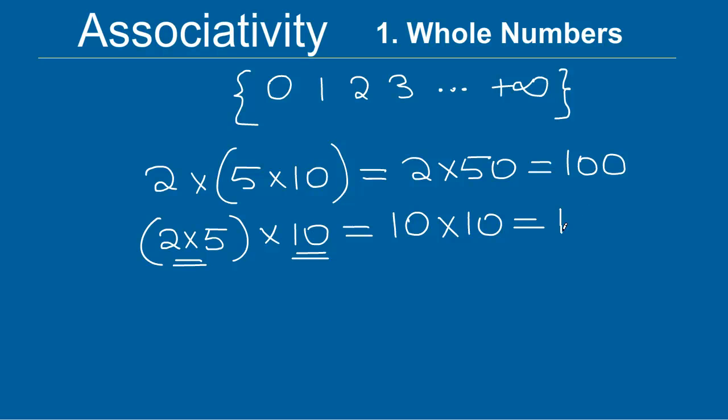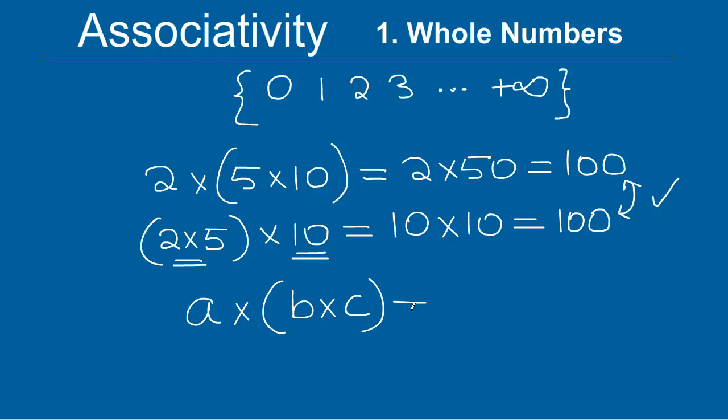10 times 10 is 100. Are these two equal? Of course they are. So we notice that for all whole numbers, A times (B times C) is always equal to (A times B) times C. This is always true for multiplication of whole numbers. So we say that multiplication is associative.